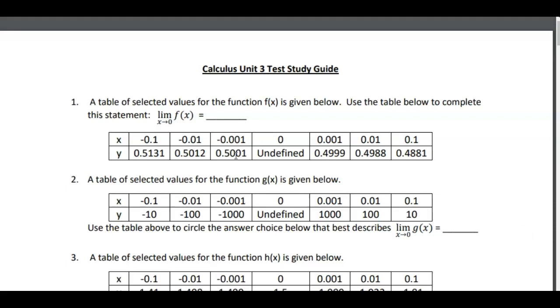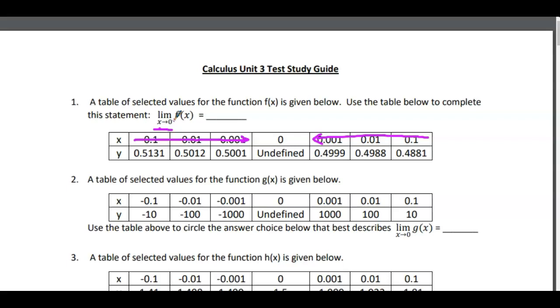So, number 1, a table of selected values for the function f of x is given below. Use the table below to complete the statement. So they want us to find the limit of this function as x approaches 0. So here's where x is approaching 0. And you do want to come from the left and the right when you're taking a limit, unless it has a little plus or a minus, in which case you have a one-sided limit. So in this case, we're coming from the left and the right.